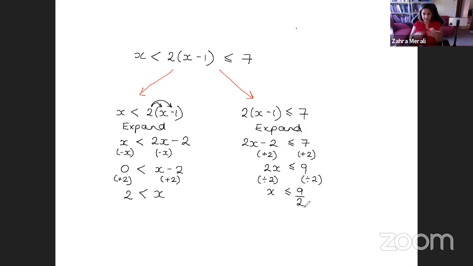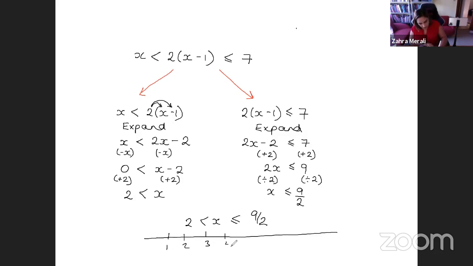Now I have to combine the answers. So I can see x is bigger than 2. So x is bigger than 2 and less than or equal to 9 over 2, which, like we said, was 4.5. If we had to represent that on a number line, we've got 1, 2, 3, 5, 6. So I'm going from 2, and at 4.5, it's those two, so something like that. So that's if you've got something on both sides.